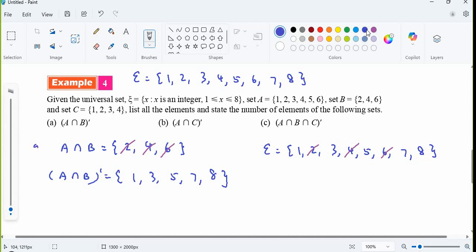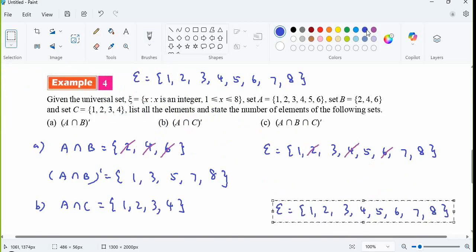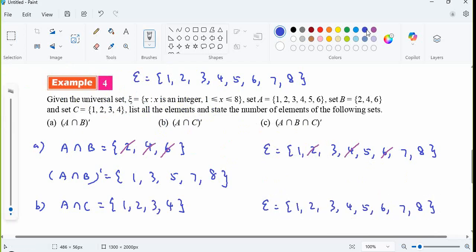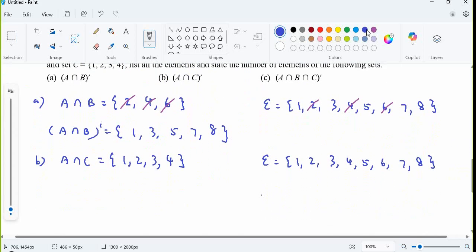And then for B, A intersect with C. So A intersect with C is 1, 2, 3, 4. We have the universal set, and we want to find the complement of A intersect C. So removing 1, 2, 3, 4, we have 5, 6, 7, and 8.